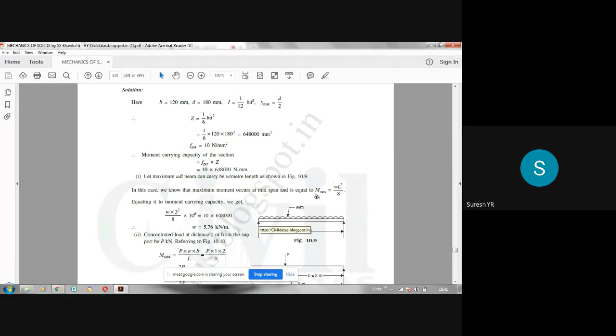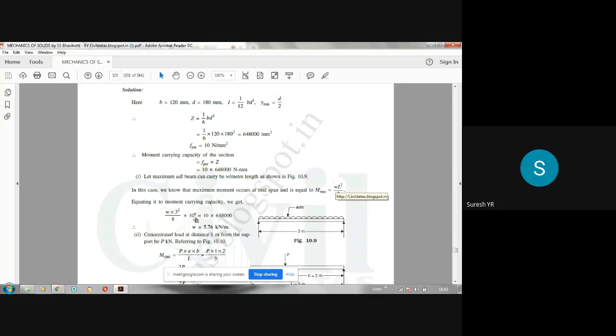Now you have to equate this M max to this moment of resistance, MR. So MR is equal to M max. So equate them. So WL square by 8, this formula you should know, the maximum bending moment expression. W is unknown here. L is 3 meters, the span or length of the beam is 3 meters.